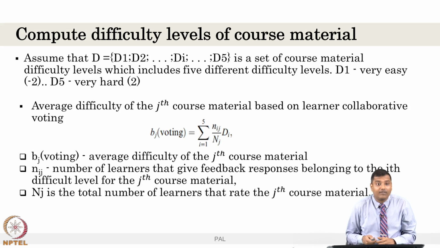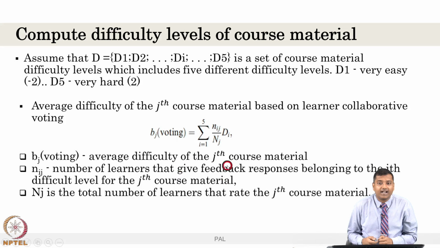The first term that we are going to look at is called B_j voting. It is the average difficulty of the jth course material. Over here, we are going to assume j as one of the items. If you're attempting any question in a competitive exam, the question itself we can assume as an item. So the answer that you give to the item is called the jth course material.